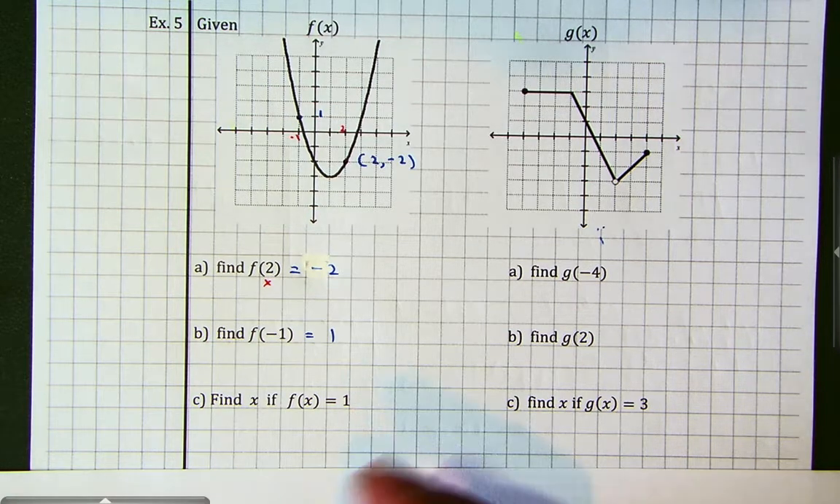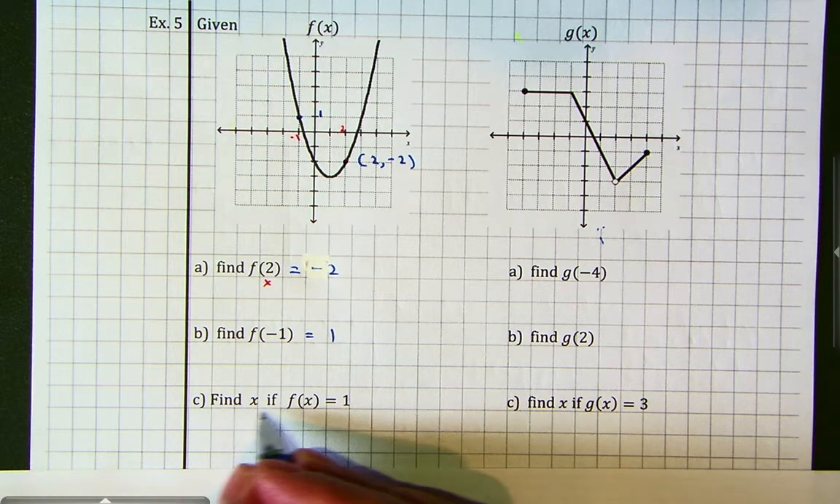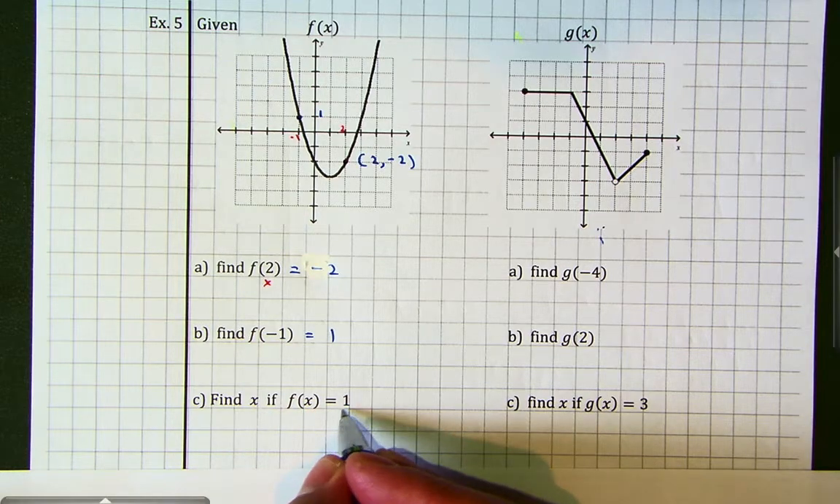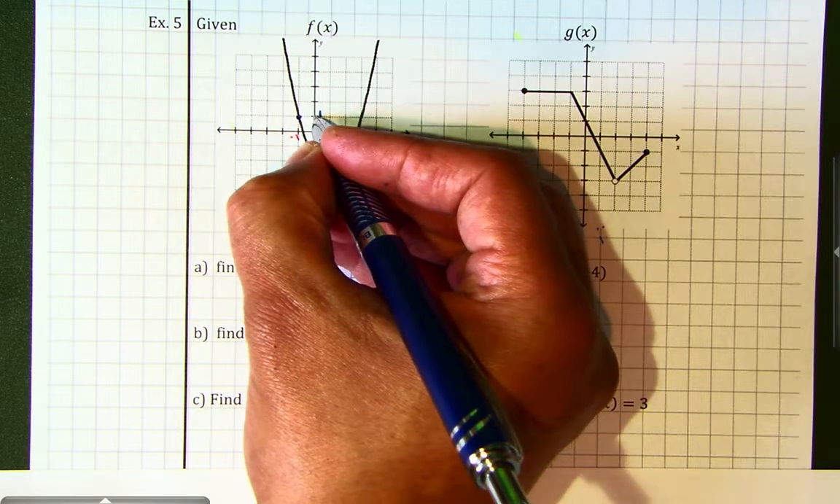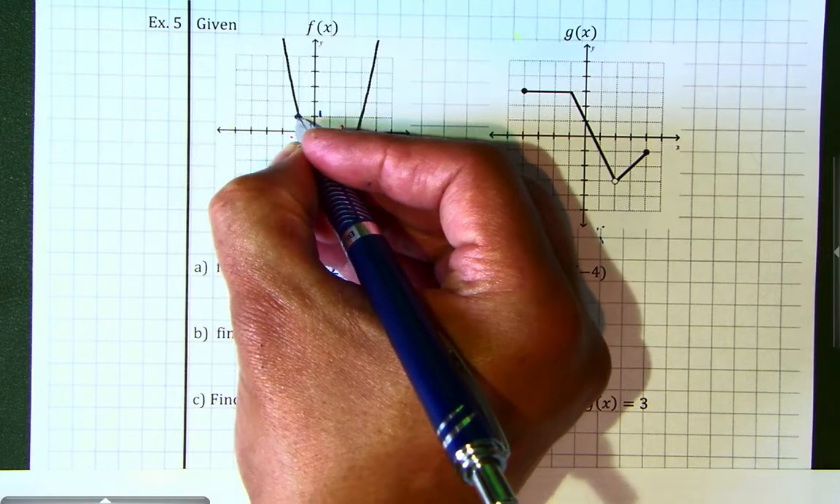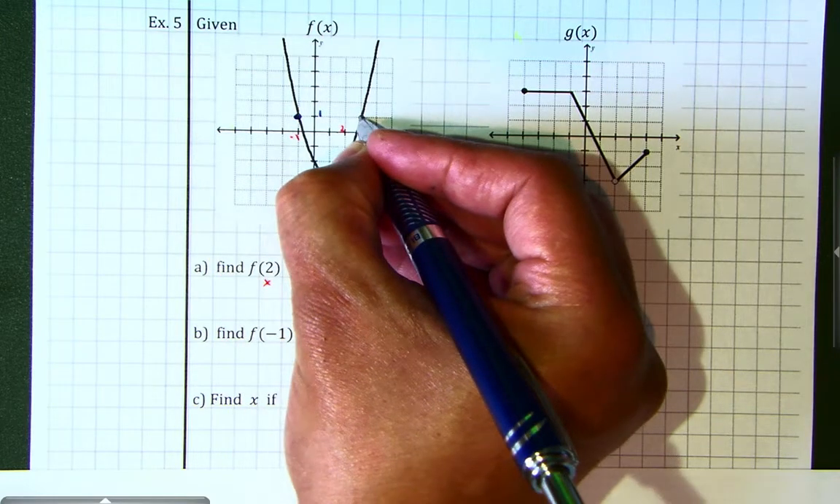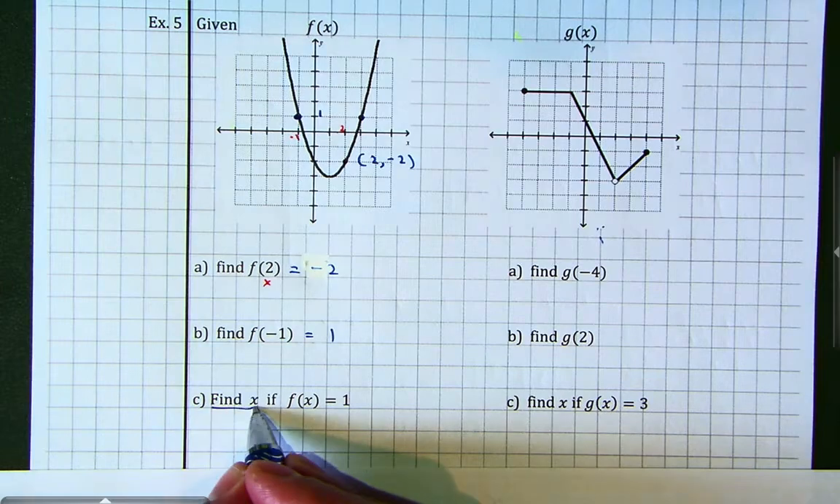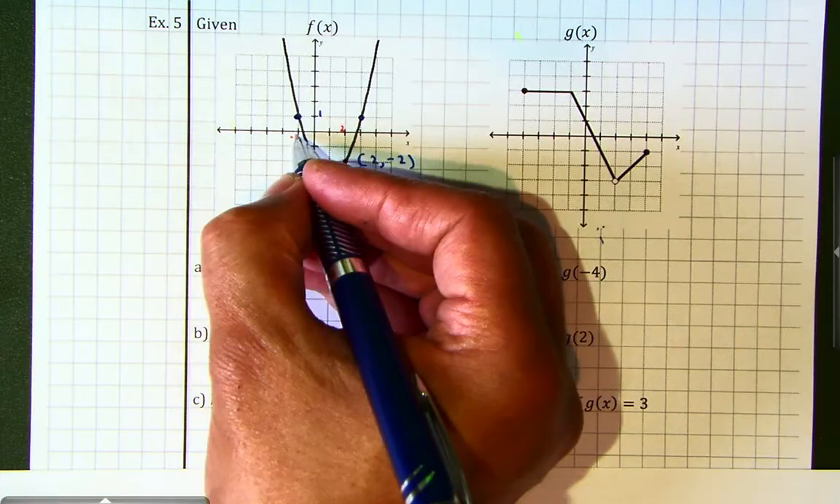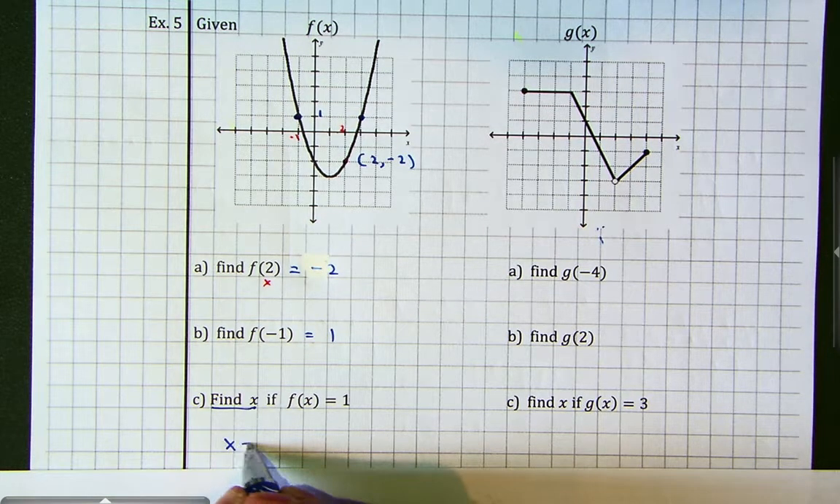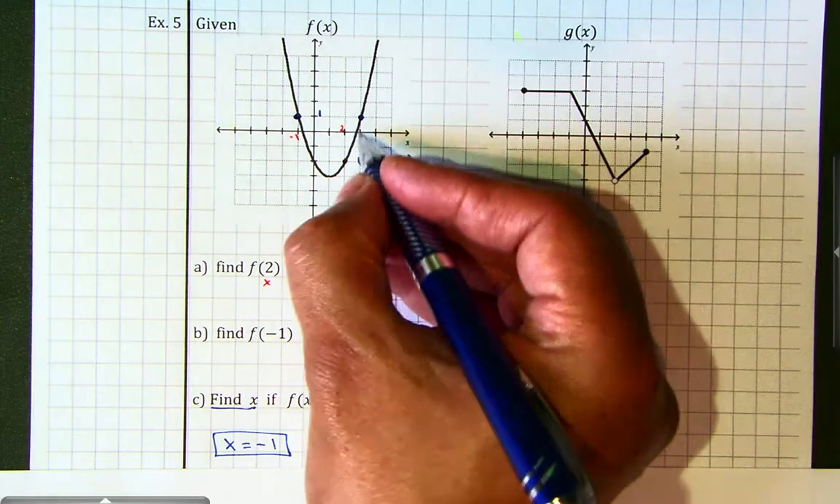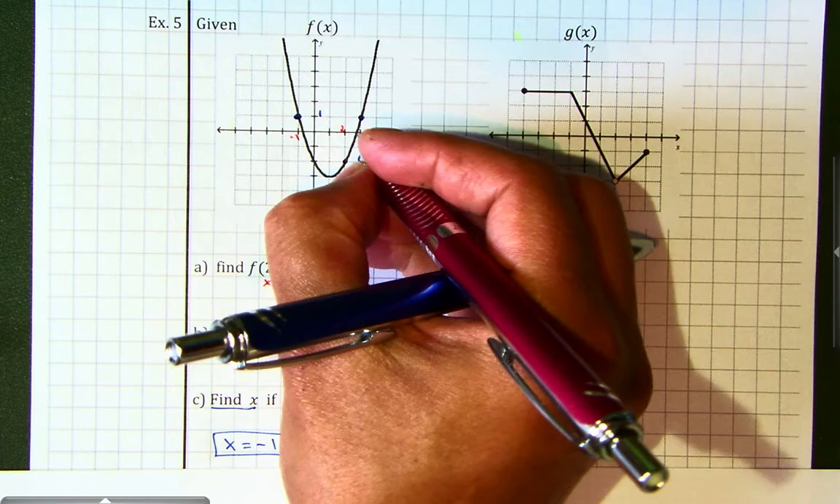Got it? Excellent. So in this case, f of x is equal to 1. That means that the y value is 1. That means that we can get 2 points. We can get this point here and this point here. So what are the x values? So x value can be -1, or x value can be 3.